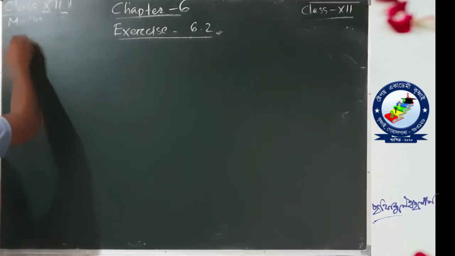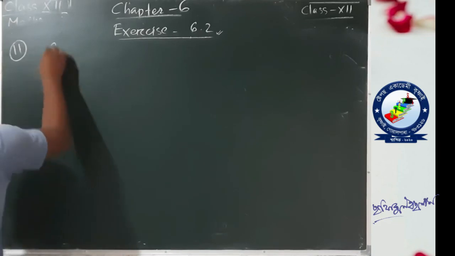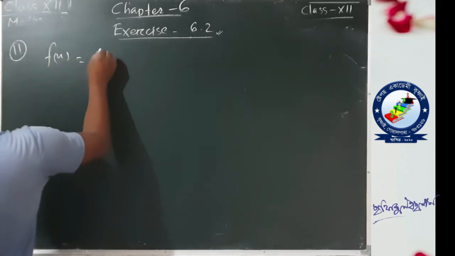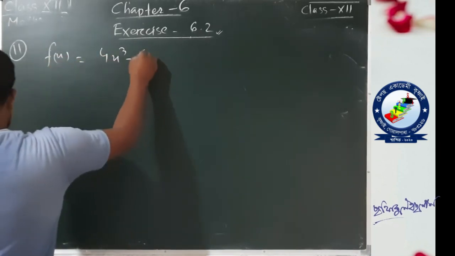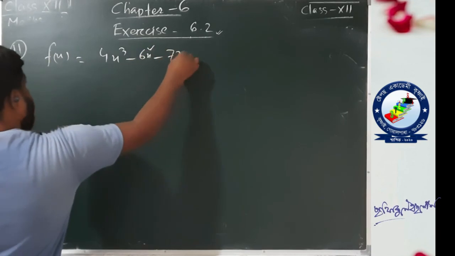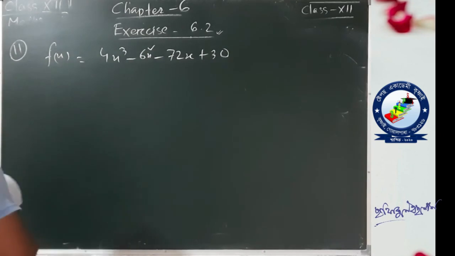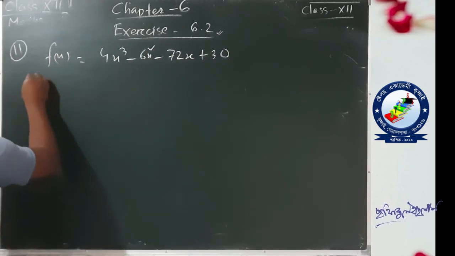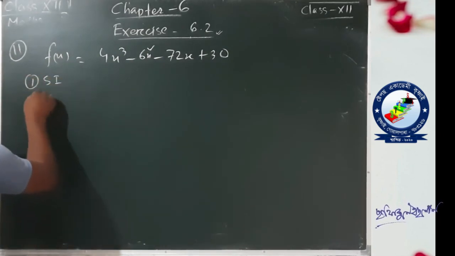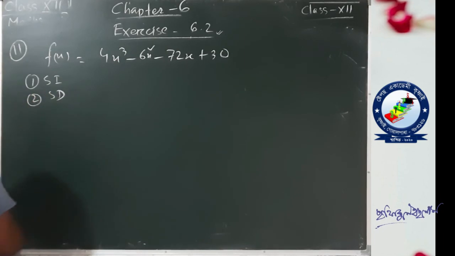Example 11 says f(x) equals 4x cube minus 6x square minus 72x plus 30. This is a function and we have to find the intervals at which it is strictly increasing and at which it is strictly decreasing.